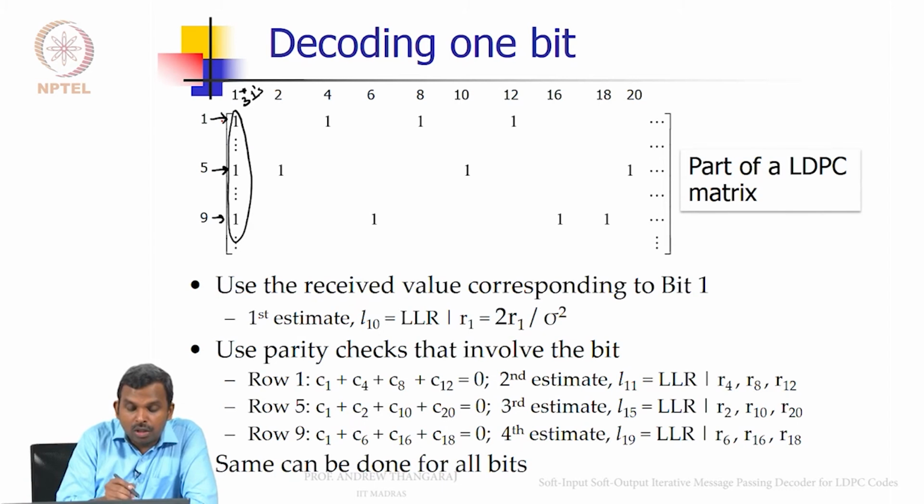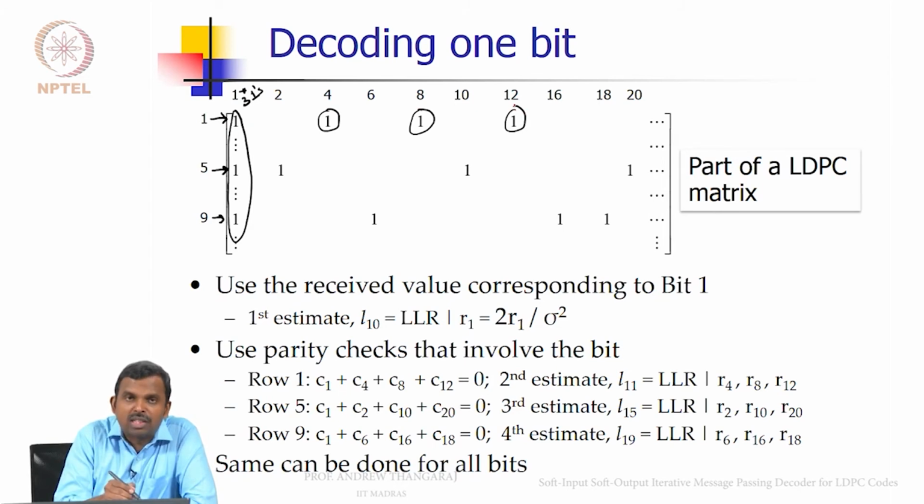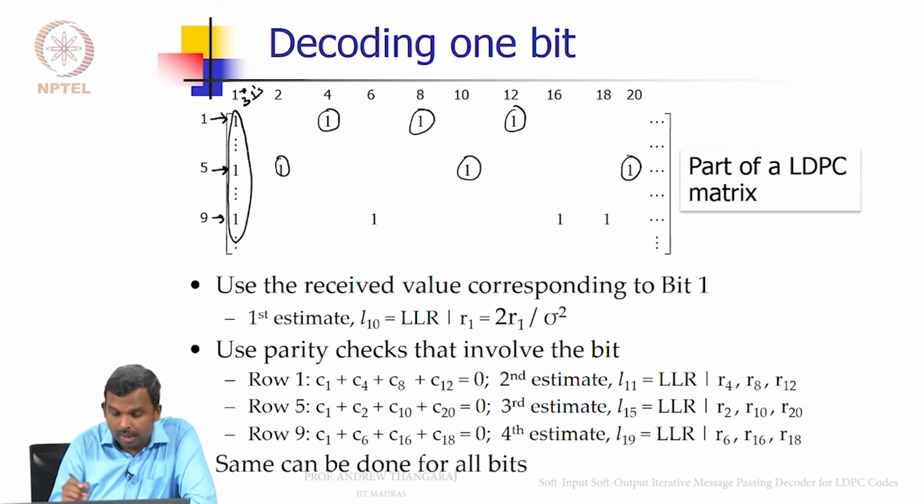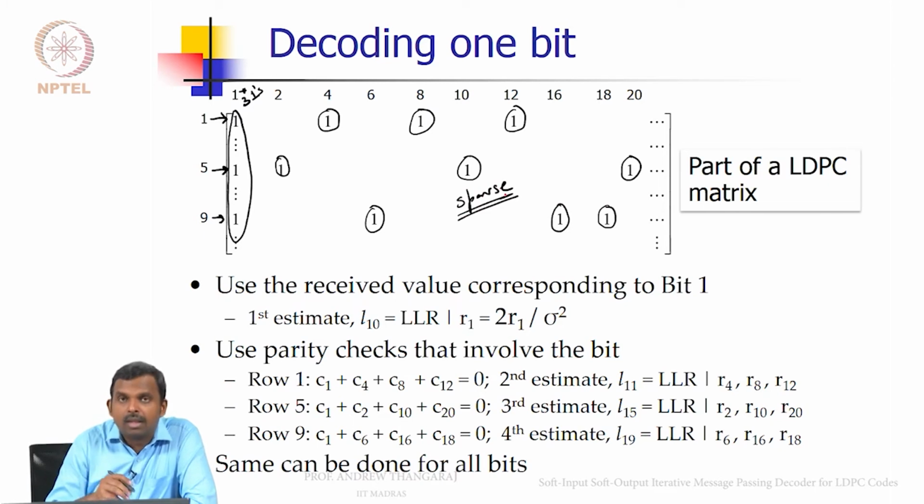If you focus on the first row, it has 1s in the 4th column, 8th column, 12th column. Of course, the first column is also a 1. Likewise, the 5th row has 1s in the 2nd column, 10th column and 20th column. And the 9th row has 1s in the 6th column, 16th column and 18th column. Remember, this is a sparse matrix, so you expect a lot of zeros, very few ones. This is sort of the local structure.